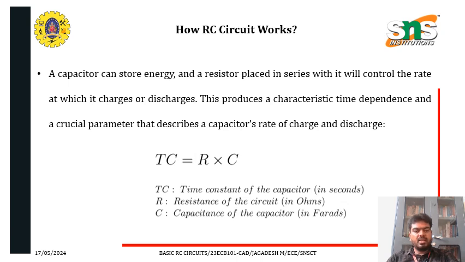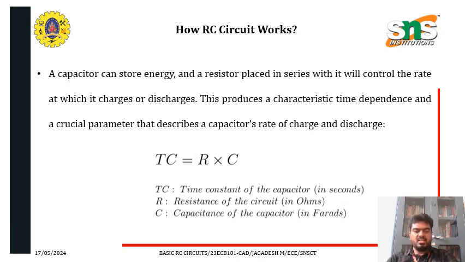How does this RC circuit work? Before seeing the working operation of the RC circuit, we must know the capacitor process. The capacitor can store energy, and a resistor placed in series with it will control the rate at which it charges or discharges. This produces a characteristic timing dependence and a crucial parameter that describes the capacitor's rate of charge and discharge: Tc, which is equal to R into C. That means Tc is the time constant of the capacitor in seconds.